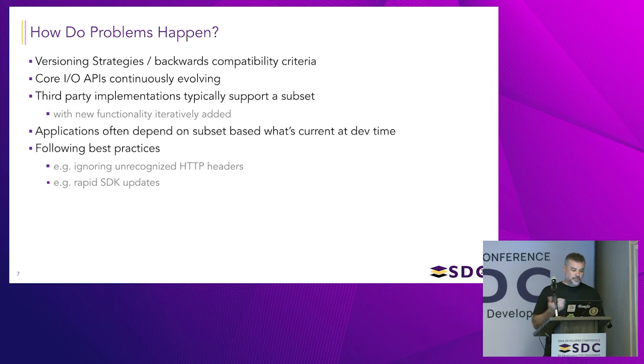And finally, even following some best practices can cause issues. Some examples of this that we've seen are around ignoring unrecognized HTTP headers and query parameters, and also quick adoption of SDK updates, where you pull in an update to address a security vulnerability, and you end up pulling in some other default behavior that won't work against all the systems.